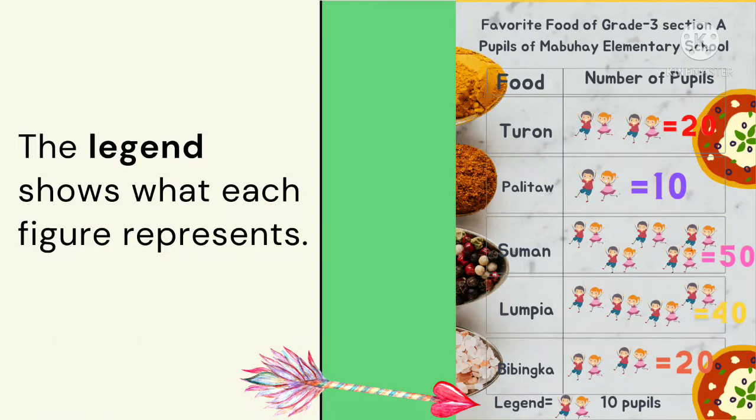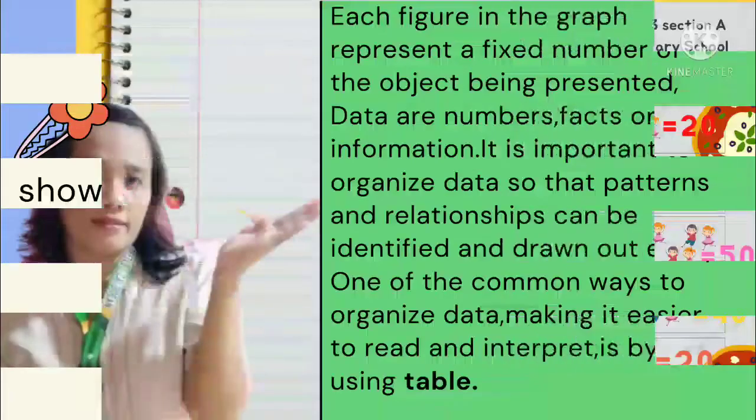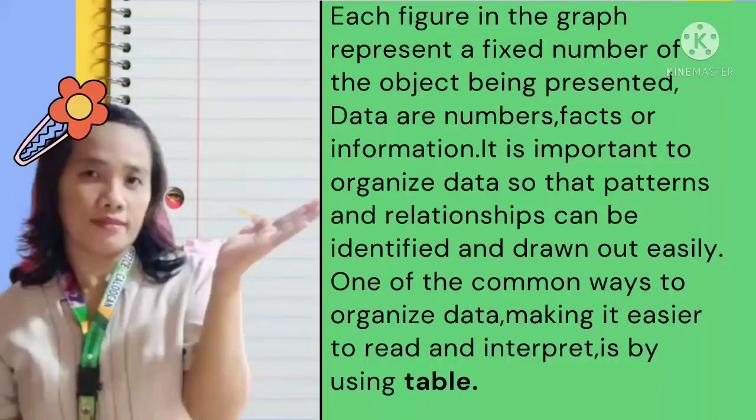The legend shows what each figure represents. Here we can see that a set of a boy and a girl represents 10 pupils. So we can now say that for Turon there are 20 pupils, Palitaw 10 pupils, Suman 50, Lumpia 40, and Bibingka 20 pupils. Each figure in the graph represents a fixed number of the object being presented.